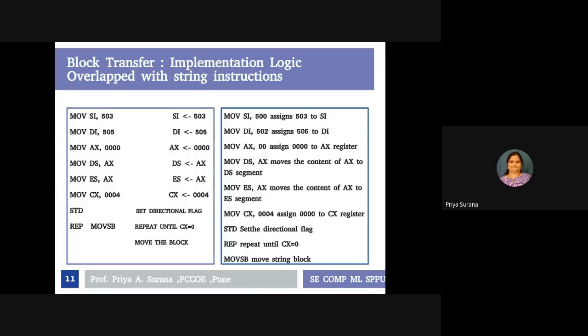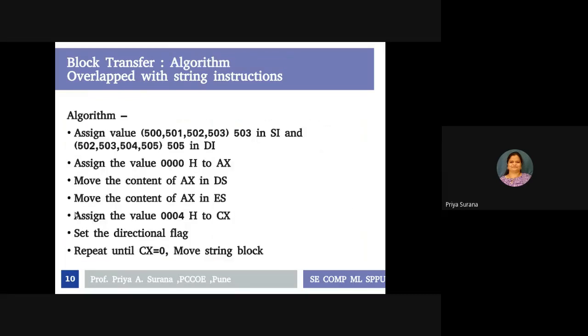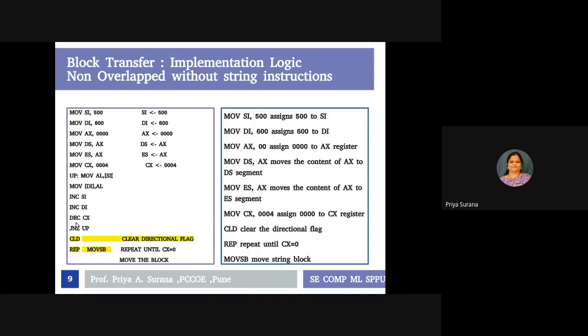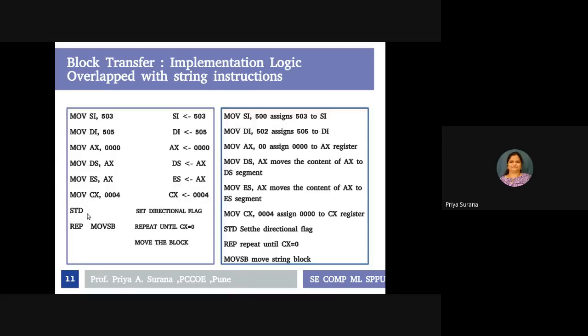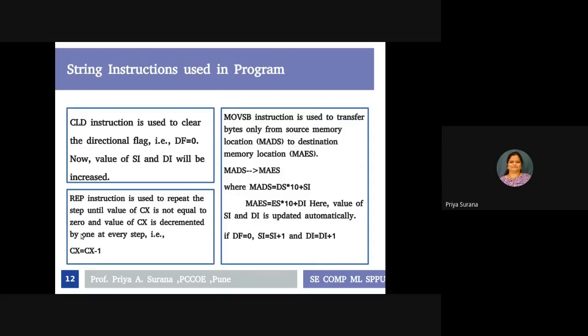So this is related to overlap block transfer by using string instruction. Without string instructions also we can do it in a similar manner to what we did for non-overlap. A few changes will be required. Which changes? Decrement SI, decrement DI, decrement CX. Check things. That is without string, and with string we can go with this. So we discussed these are the string instructions which are used in the program.